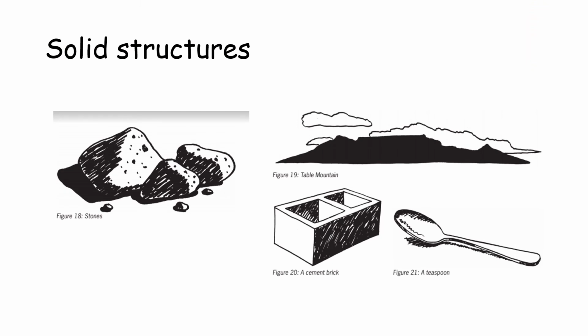On this page you can also see a few examples of solid structures. Table Mountain is solid rock and stones. Cement block and a teaspoon. They are all solid structures.